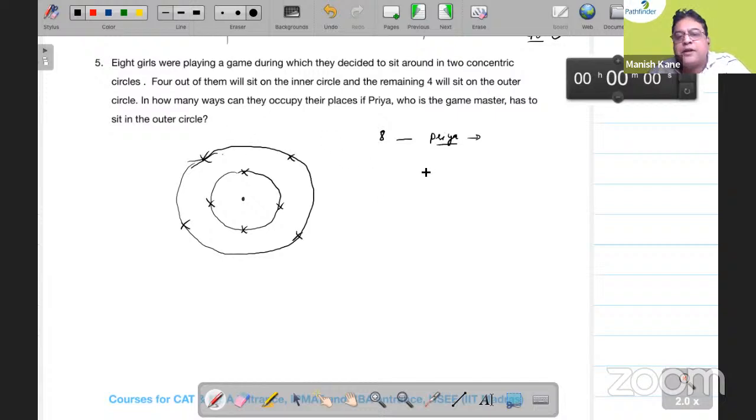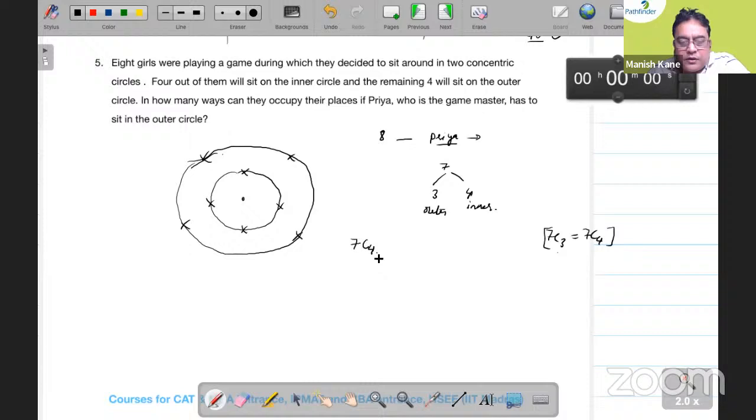So what is the first task we need to do? Out of the remaining 7 girls, we have to decide which 3 will be sitting at the outer circle and which 4 in the inner circle. That is the first task we will do. This happens in 7C4 ways. You can also say 7C3 ways, but 7C3 and 7C4 are equal.